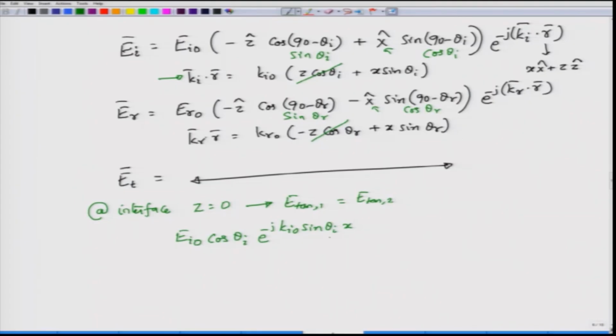So, this is one component which is coming from the incident field. Then there is a component which comes from the reflected field, which will be directed along the minus x direction. So, this would be ER0 cos theta r e to the power minus j k r 0 sin theta r times x, which must be equal to ET0 cos theta t e to the power minus j k t 0 sin theta t x.